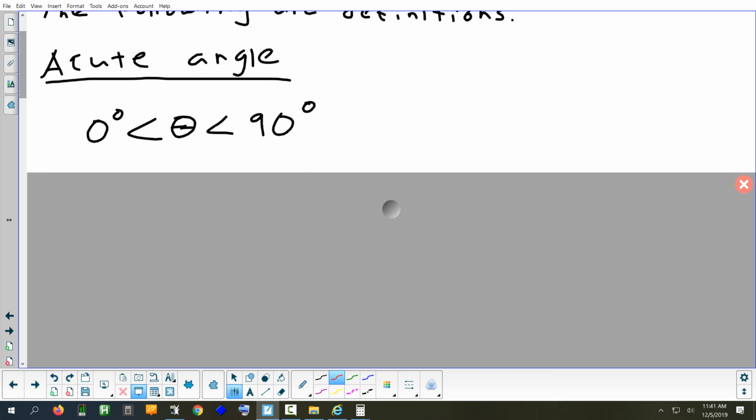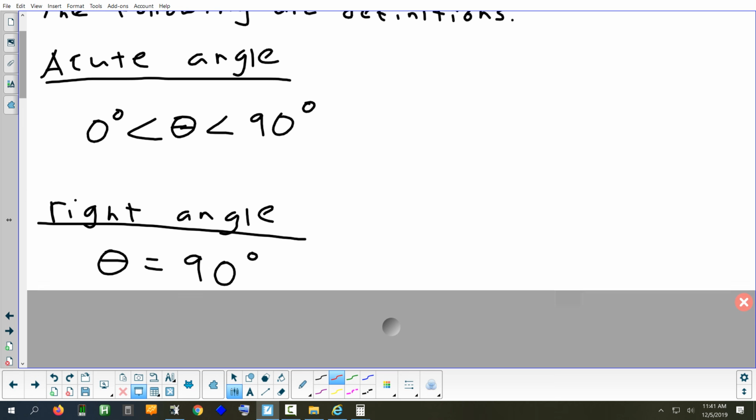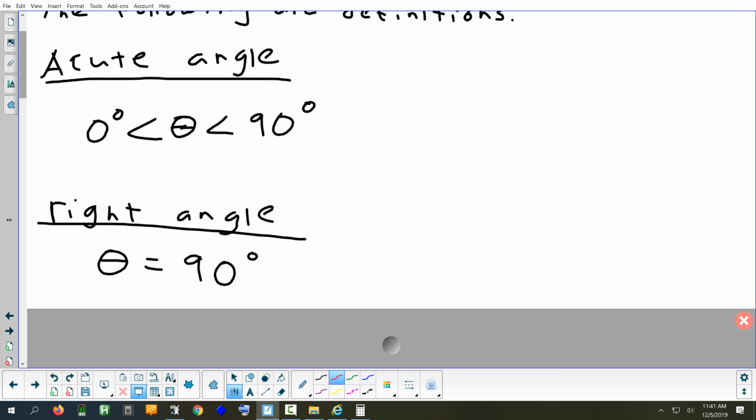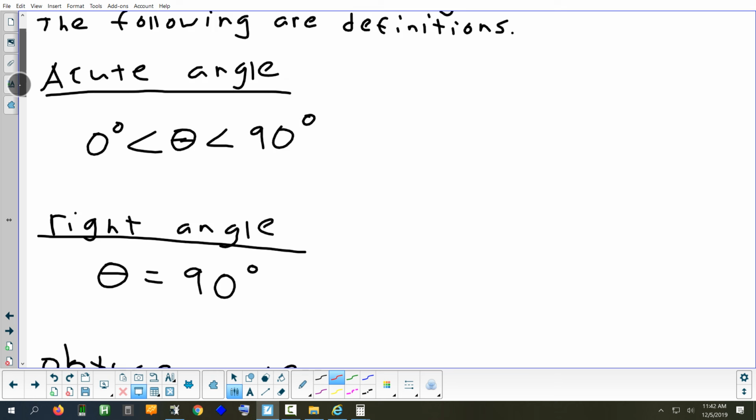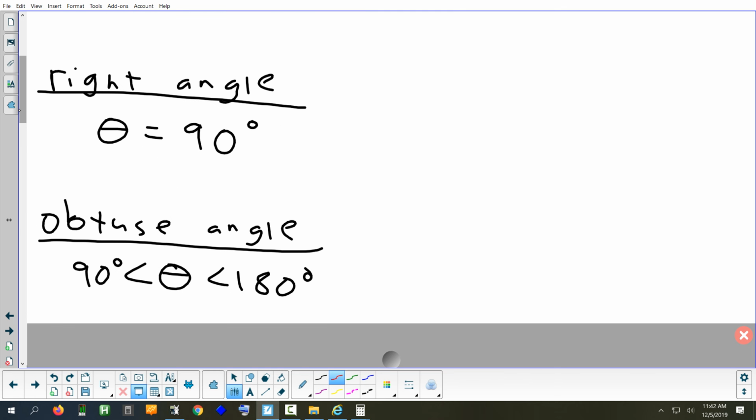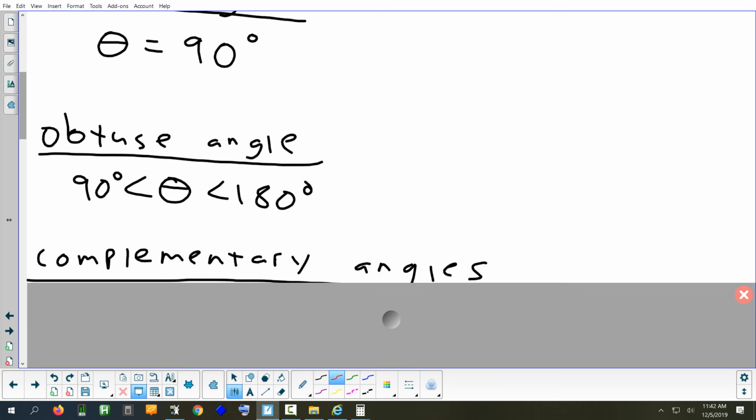How about, what if the angle was exactly 90? What do we call that? Yep, a right angle. What do you call it if the angle is between 90 and 180? Bigger than 90, but smaller than 180. Obtuse. Yep, that's obtuse. Now, all of those classifications, acute, right, and obtuse, apply to a single angle. This next word applies to 2 angles.